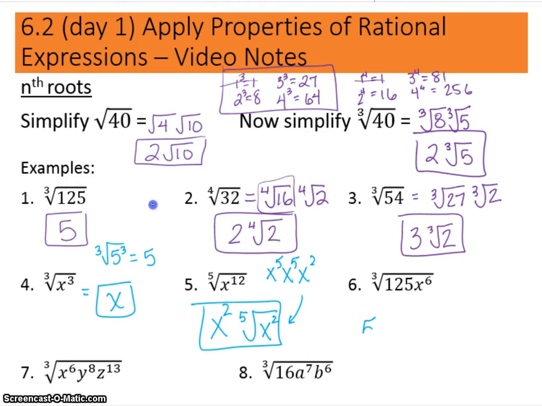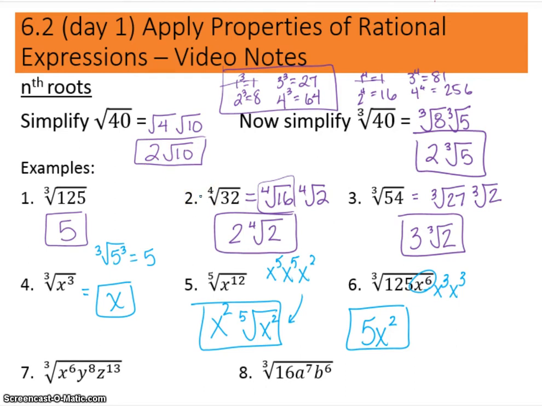Think about number 6. So this is going to be 5. And x to the 6 can be written as x cubed, and the cube root of x cubed is x, and the cube root of x cubed is x, so there are 2 of them that we can take out. Another thing people do is divide. 12 divided by 5, there's 2 you can take out, and 2 left over on the inside. 6 divided by 3, there's 2 you can take out, and none left on the inside.